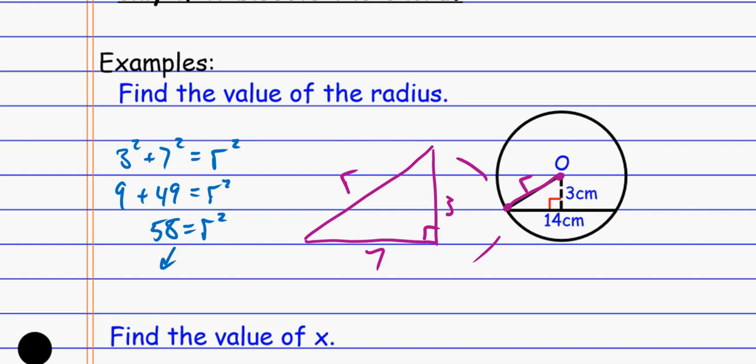And again, we could leave this in exact form. We could say something like the square root of 58 here, because I don't think there's any perfect squares that go in there. So the square root of 58, that would be the exact answer, the exact value. The rounded off value would be 7.6. And again, each of those would be centimeters.